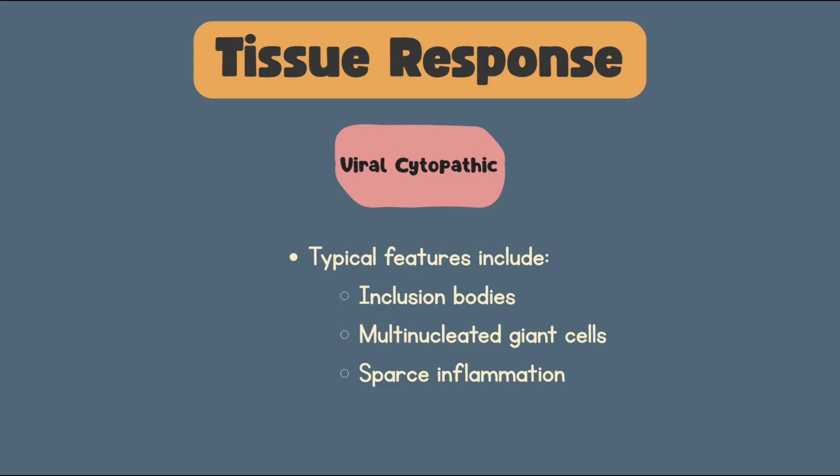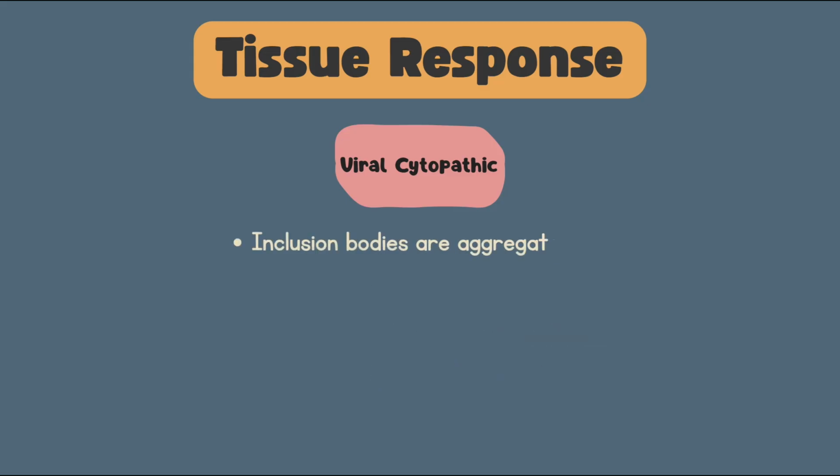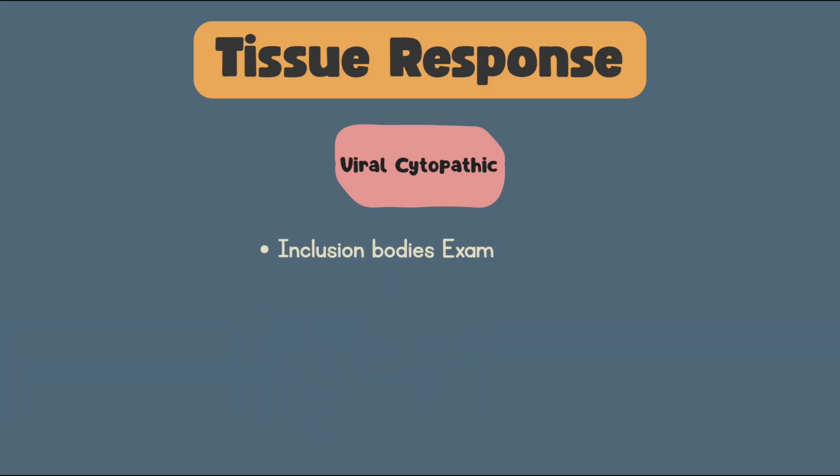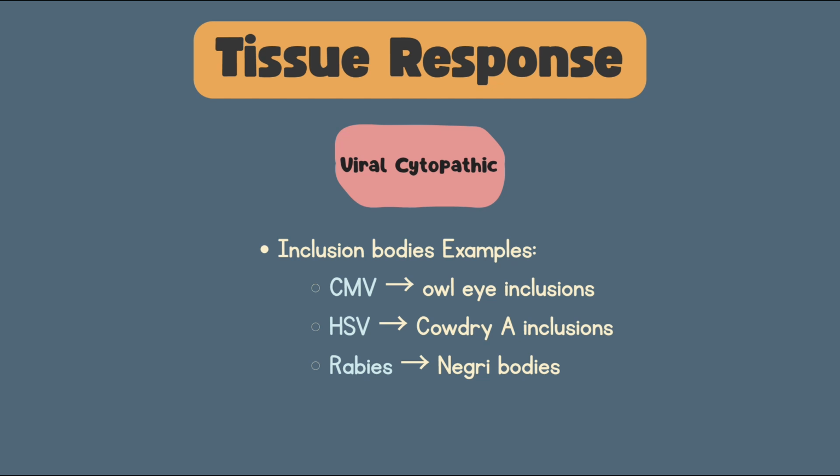Let's have a look at inclusion bodies and what they are. Inclusion bodies are aggregates of viral proteins inside infected cells. So they are a group of viral proteins inside infected cells. And we can find these abnormal proteins clustered either in the nucleus, in the cytoplasm, or both. Inclusion bodies are often important in acting as diagnostic clues for identifying specific viral infections. Again, from the type of inclusion, we can narrow down what virus caused this infection.